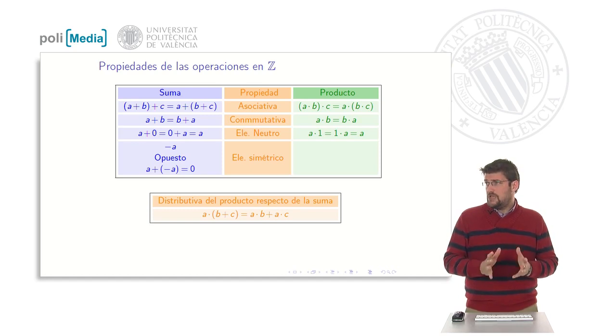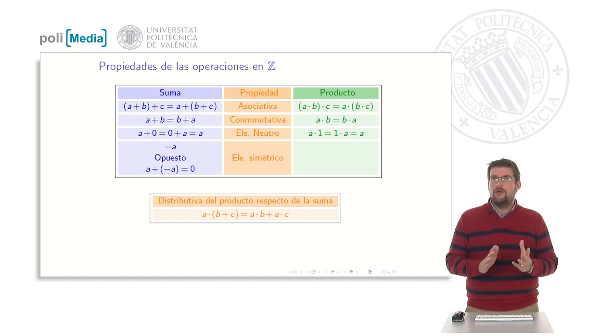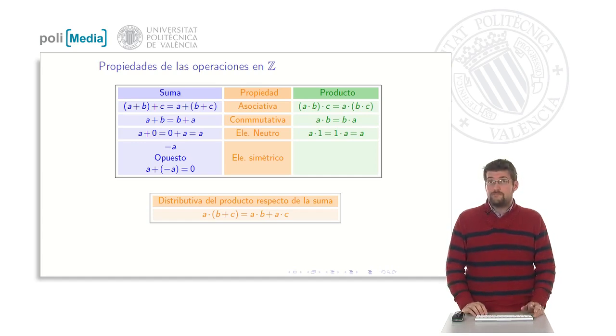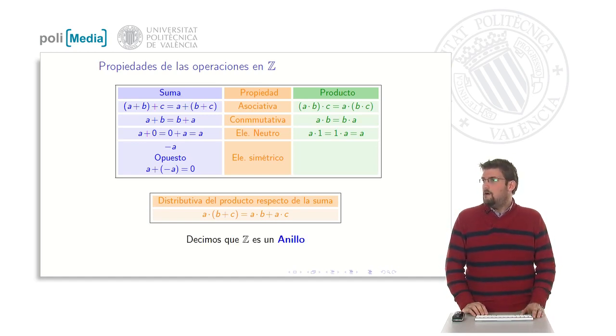For example, if we start with the number 2, its opposite would be minus 2, and if the starting number is negative, like minus 5, its opposite would be 5. We always change the sign of the number. The other property that we have here is the property of the symmetric element for the product, but integers do not possess that property. The only element that fulfills it is the neutral element. When a set of numbers, or a set with two operations such as these, fulfills these properties, it is said that it is a ring.